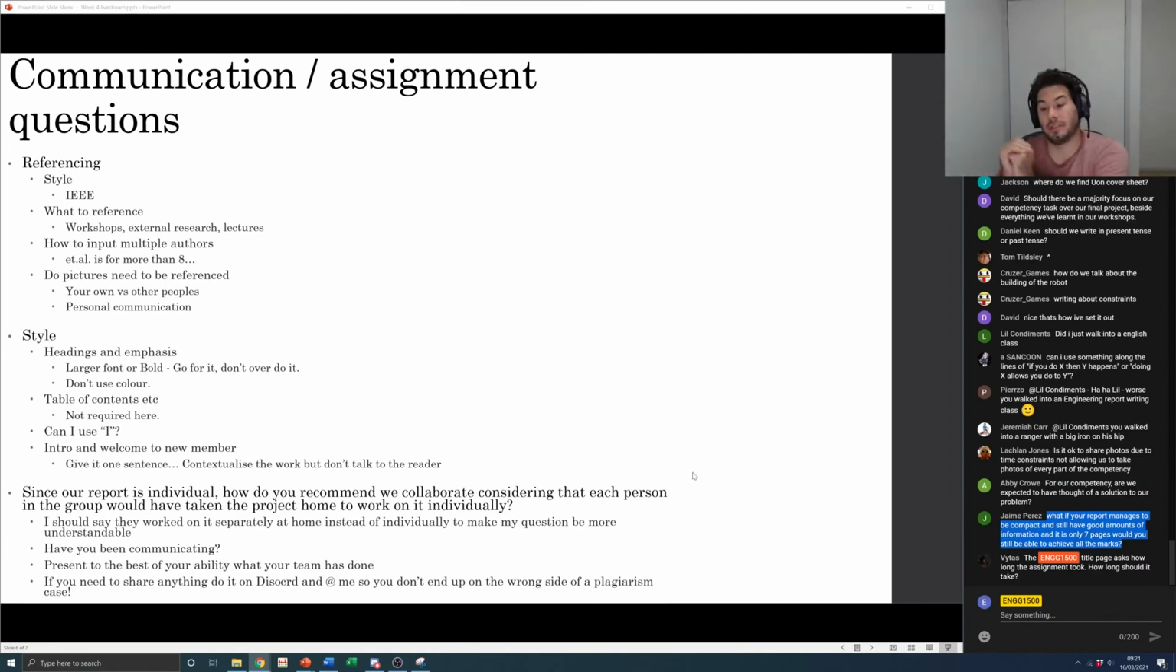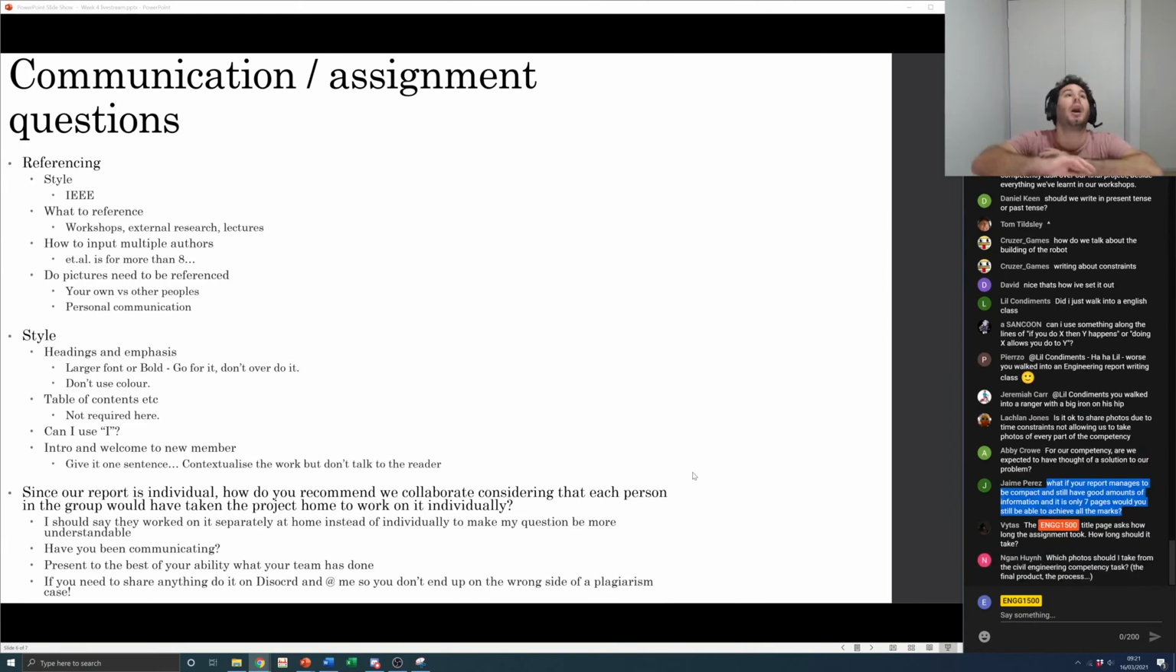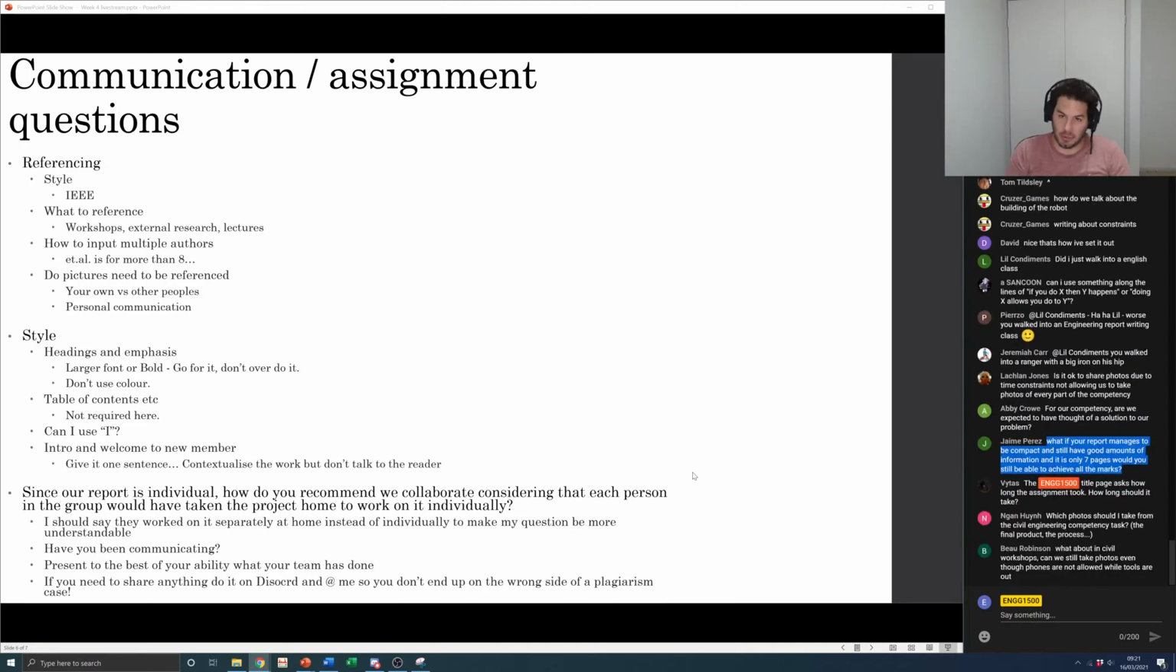This is a great question from Jamie. What if your report manages to be compact and still have good amounts of information and is only 7 pages? Would you still be able to achieve all the marks? Yes, 100% yes. If you manage to get it all in and it happens to only take 7 pages because you've done an unbelievably good job of writing concisely, yep, totally giving you all the marks. You have the space, so you could easily fill it, I'm sure, with some additional information at the end to make it even more useful to your reader. But you don't have to fill the pages to get the marks.